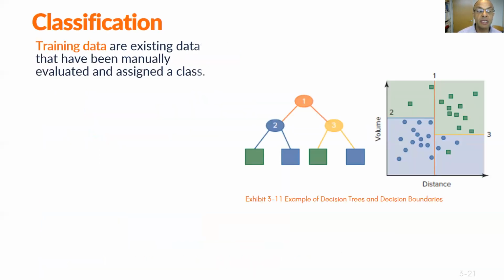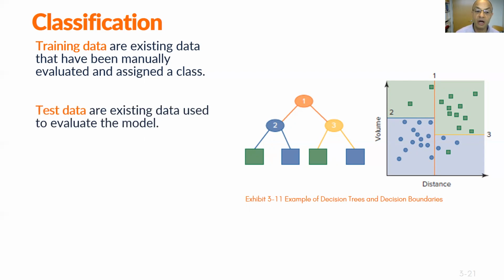What do we mean by training data or testing data? Training data, we give some data to the machine, like machine learning. A good example, Azure, it's one of the machine learning where you feed the system with some information and you train the system to predict the future. We call it training data, the existing data that have been manually evaluated and assigned to the class. The second thing, we test the data, are existing data used to evaluate the model.